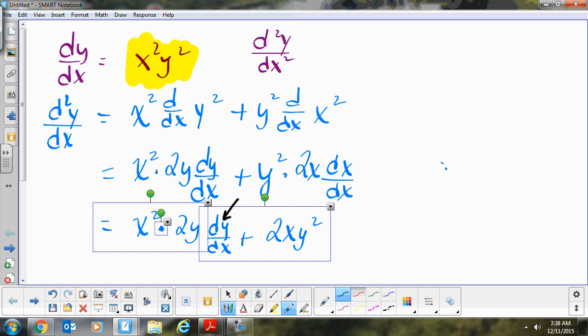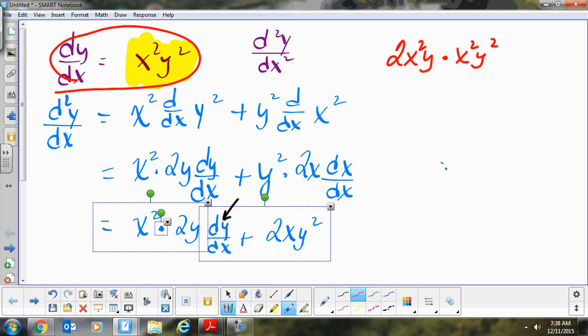So you're going to have, I lost my pen. Well, the new smart software didn't work very well, did it? So we've got 2x squared y times, substituting the first derivative, which is x squared. Do you remember doing this? And then that's going to be plus 2xy squared. So do you agree that's going to be 2x to the fourth y to the third plus 2xy squared? Now, is that there? I believe it is.